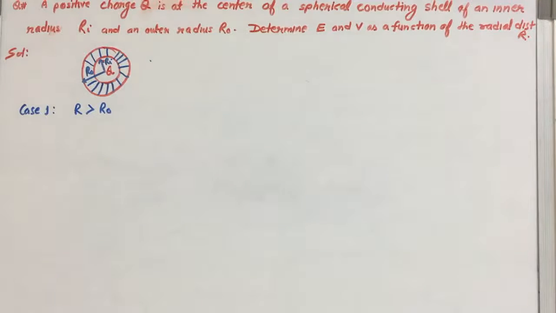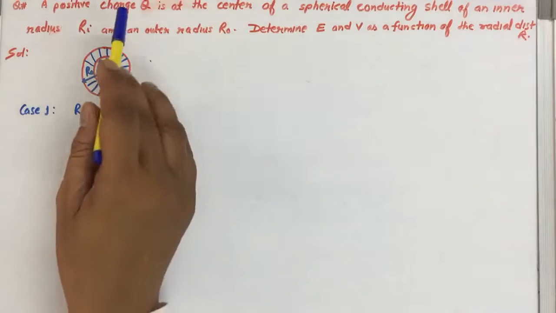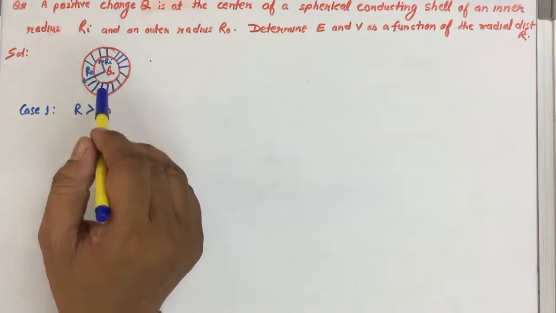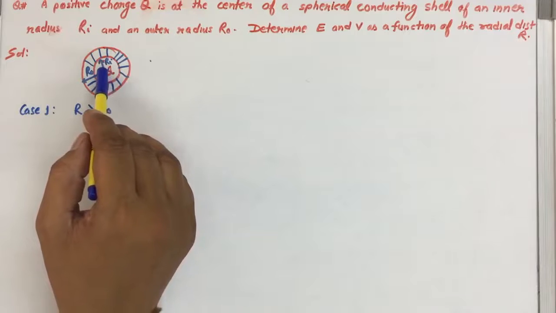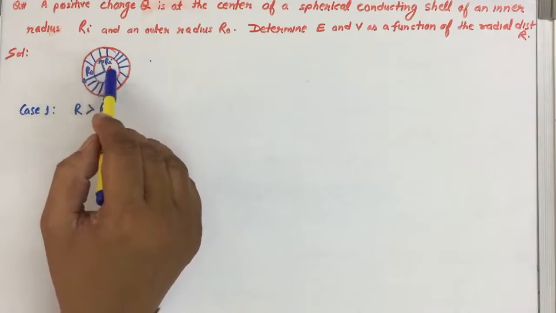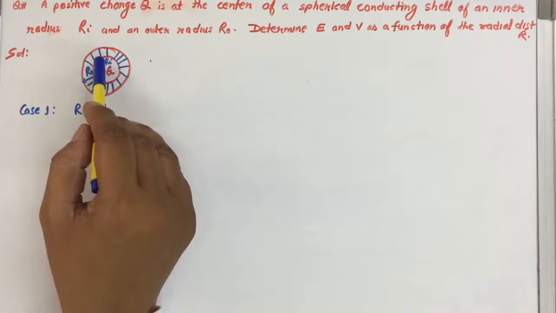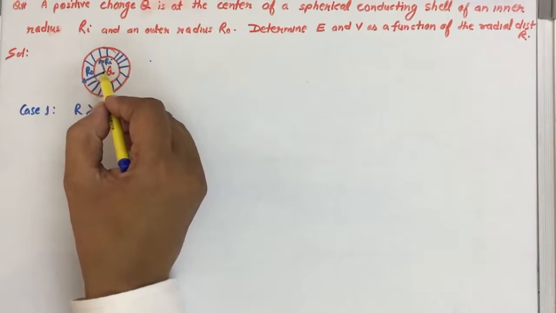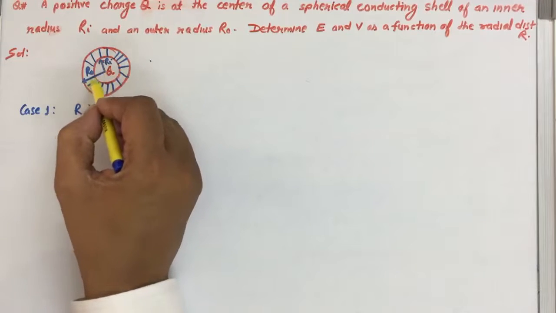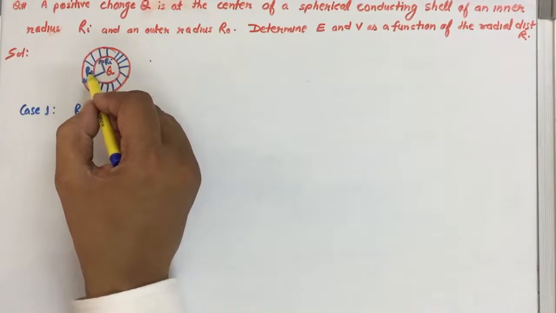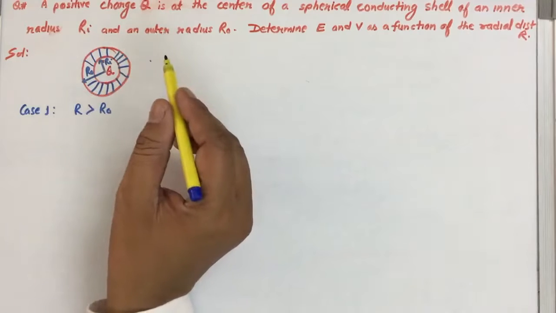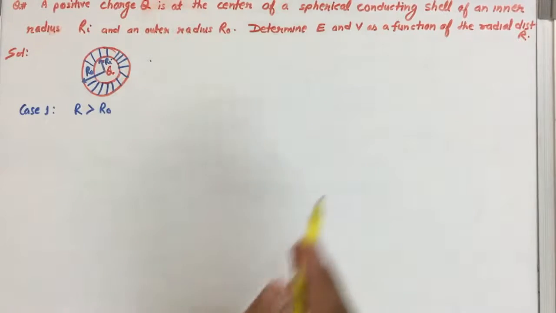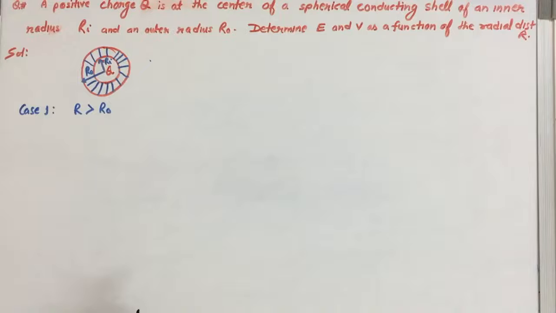So here the figure is given regarding this problem. The charge Q is placed at the center of the spherical conducting shell. The inner radius of the shell is Ri and the outer radius is Ro. And now we have to find E and V for different cases of radial distance.